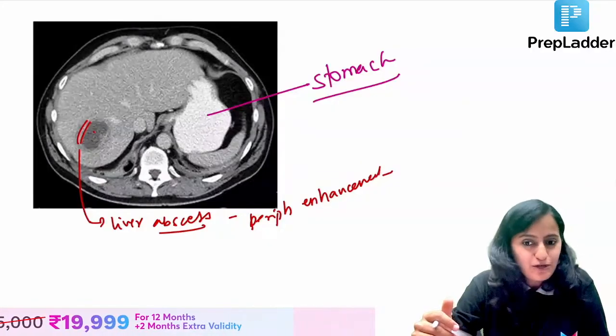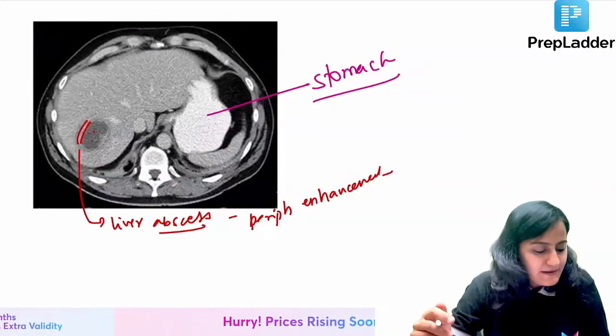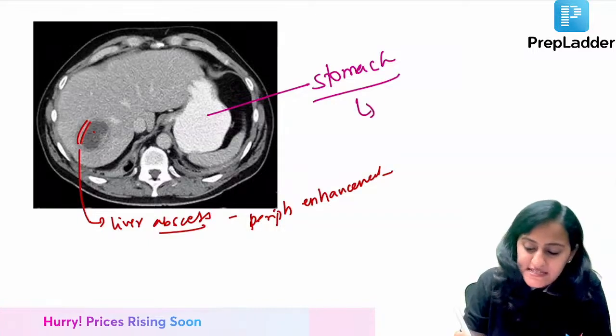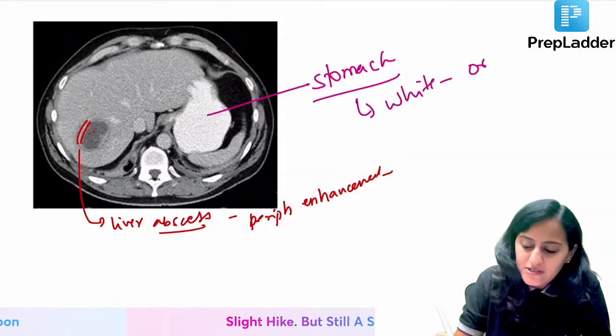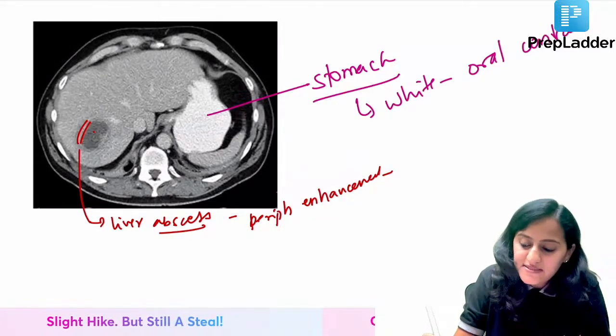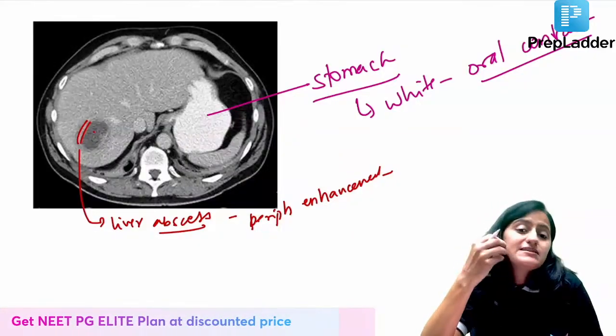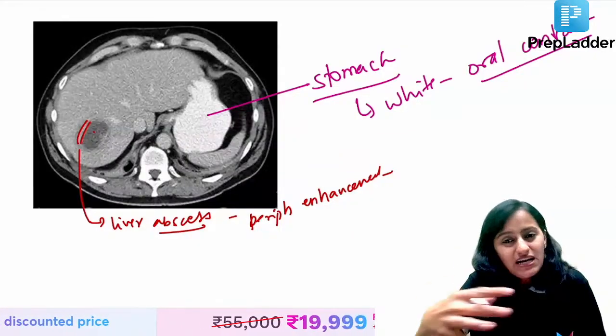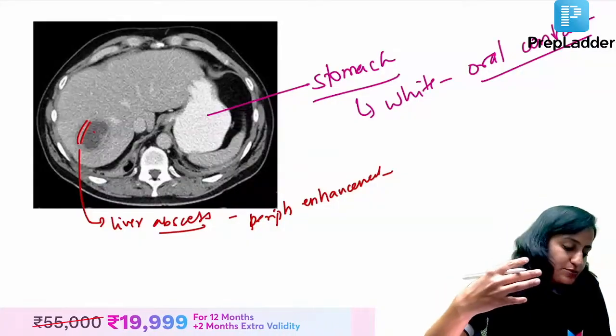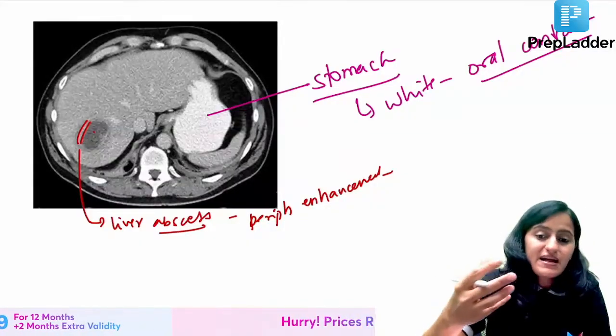Okay, Deepak, I'll come to your question, how to differentiate from hydatid? Very good, Khushi, correct. So the stomach is appearing white here because of the oral contrast. When we do CT abdomen, we give iodinated oral contrast. We ask the patient to drink that. So the gut is filled with the iodinated white contrast. It's the contrast there, iodinated.